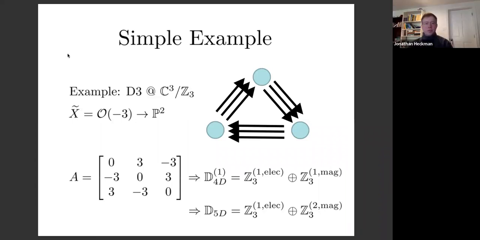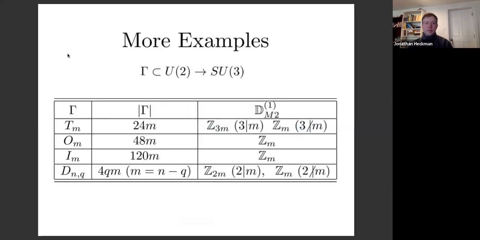So that's my one simple example here. Here's a set of more sophisticated examples. So remember I told you about finite subgroups of U2. I can also do the same thing for the 5D CFTs. So what do we do here?